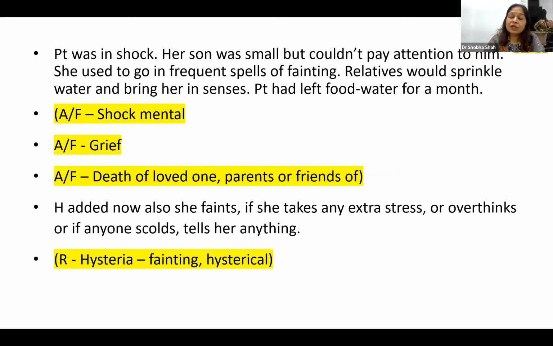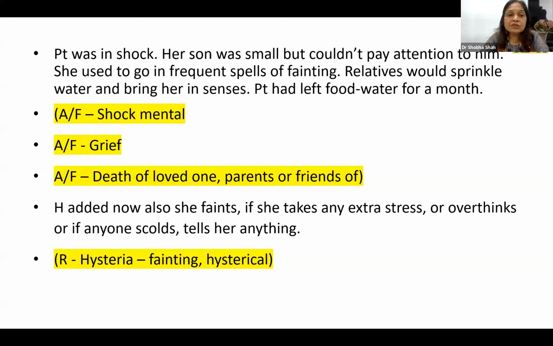She used to go into frequent spells of fainting, and the relatives had to sprinkle water on her face to bring her back to her senses. The patient was not eating or drinking much, not paying attention to that, and not able to pay attention to her son either, because she was so much in that shock. When she was saying this, the husband also added that, doctor, she still faints if she takes any extra stress, or overthinks, or if anyone scolds her or tells her anything.